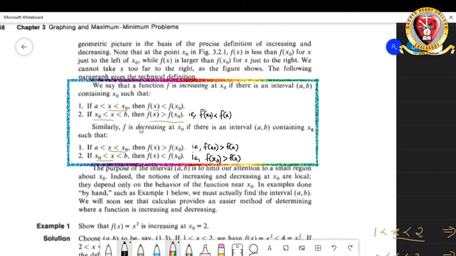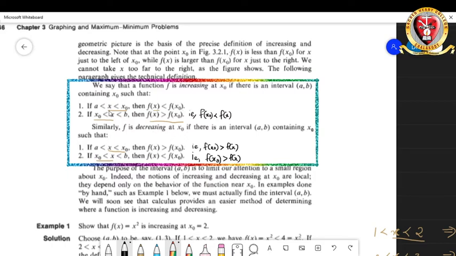And similarly, f is decreasing at x0 if there exists an open interval (a, b) containing x0 such that if a < x < x0, then f(x) is strictly greater than f(x0), that is, f(x0) is strictly greater than f(x). If x0 < x < b, then f(x) is strictly less than f(x0), that is, f(x0) is strictly greater than f(x). Both of these will imply that f is decreasing at x0.